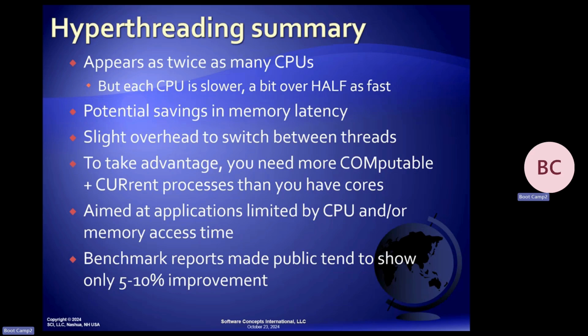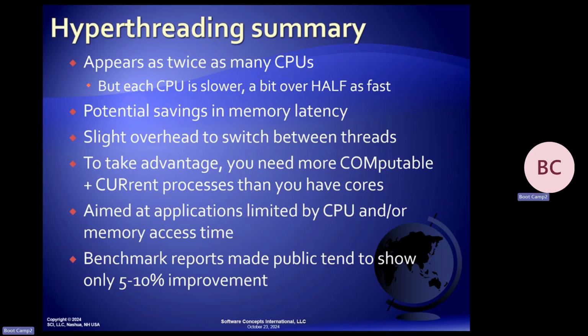Now, each CPU that you have is not really as powerful as another CPU. You've got twice as many CPUs, but each can be a little more than half as fast as a regular CPU. You could have some potential savings in memory latency, as we looked at. There's a slight overhead to switch between threads. But really, to take advantage of this, you need to have a workload where you've got more computable or current processes than you have cores, or CPUs in VMS terminology, okay?